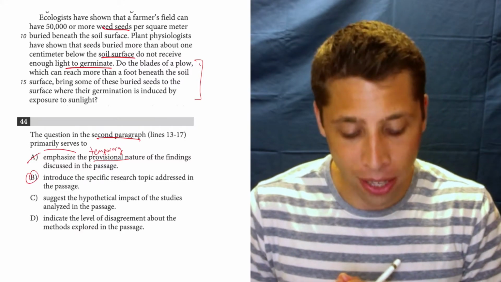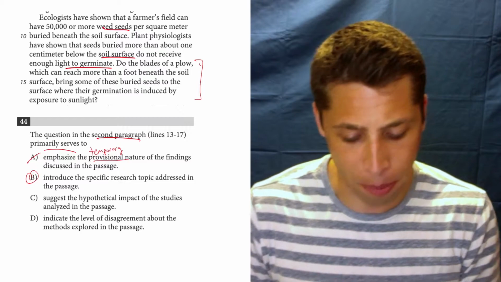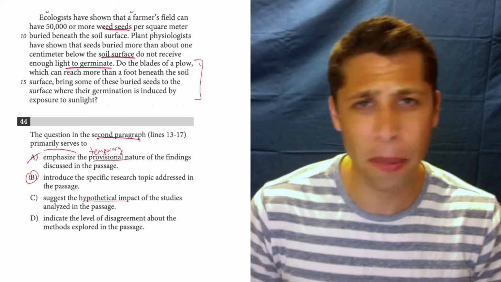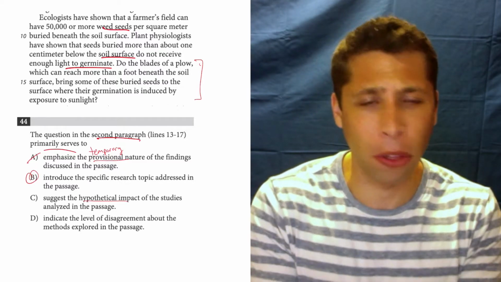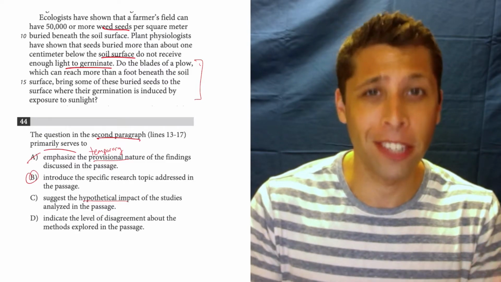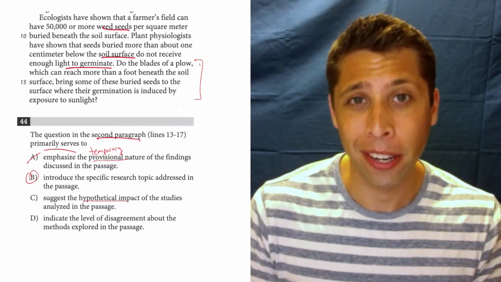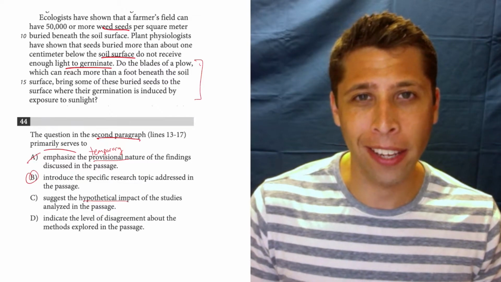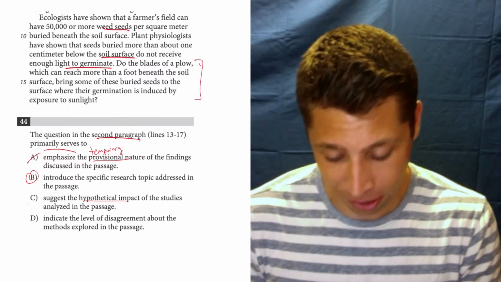C, suggest the hypothetical impact of the studies analyzed in the passage. Well, why is it hypothetical? They're asking a question about the real world. They're asking if the seeds germinate after they've been plowed. So I don't really get why that would be hypothetical. That's a real thing. So that's weird.